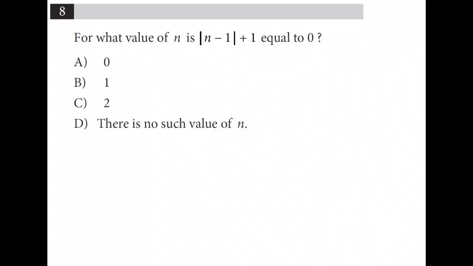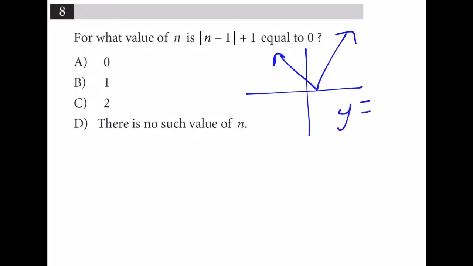Number 8. For what value of n is the absolute value of n minus 1 plus 1 equal to 0? So if we consider the absolute value of n minus 1 graphically, we'll draw our coordinate plane, and the minus 1 means that it's a horizontal translation, and we take the inverse of that, so we actually move to the right 1. And this is just a graph of y is equal to the absolute value of n minus 1.